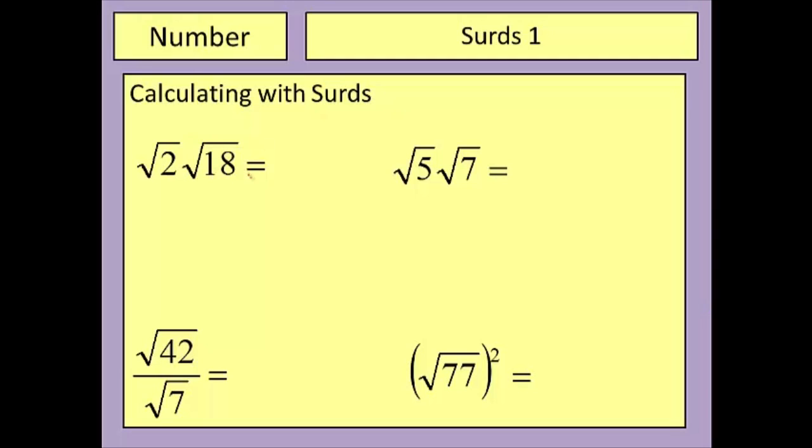Okay, let's have a look at these then. So in the very first example, the square root of 2 times the square root of 18, 2 times 18 is 36, so the square root of 36 is my answer there. In this example, root 5 times root 7, well 5 times 7 is 35, so the answer to this one is root 35. 42 divided by 7 is 6, so the square root of 42 divided by the square root of 7 is the square root of 6. And in this last one, the square root of 77 squared is just 77.